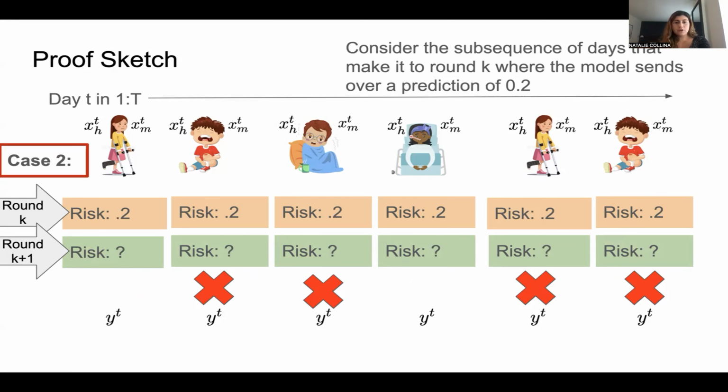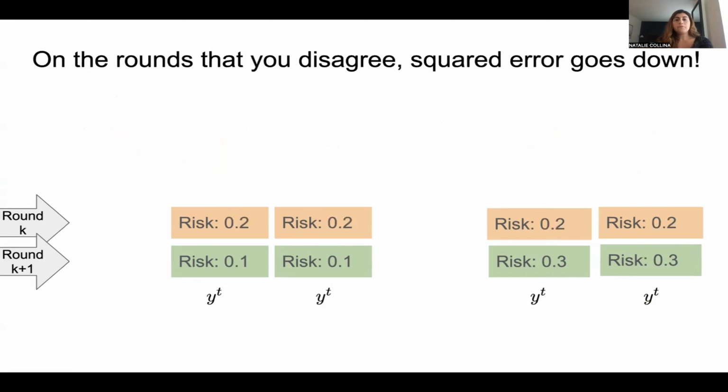Okay, so what does that mean? Well, because we defined agreement as epsilon agreement, that means that in at least half of the rounds at K plus 1, the human must be predicting something that is at least epsilon away from 0.2. Okay, so it turns out we can use this to say that a human must have substantially lower squared error. So why is that true?